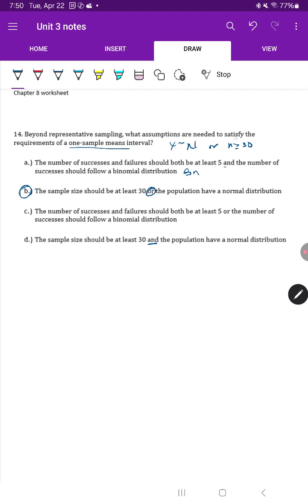Beyond a representative sample, what's needed for a one sample means test? This means X has to be normal, or my N has to be greater than 30. You'll notice that both B and D are talking about a sample size of at least 30. The difference lies between that or and that and. If my population is a normal distribution, I don't care about the sample size. I only care about the sample size if the distribution is skewed or I don't know about it.